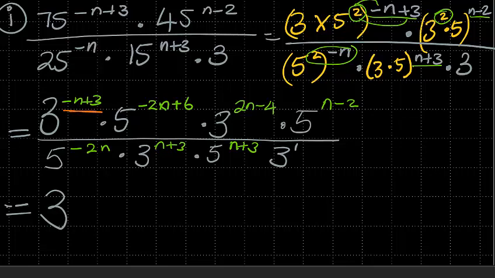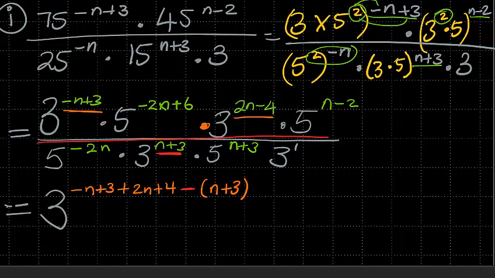Let's start with this, minus n plus 3. Then I'm multiplying, which means I add that, 2n plus 4. Then I divide, which means I'm going to subtract that. So it becomes, in brackets, n plus 3 that I'm subtracting. And I'm still dividing, so I'm going to subtract that, which is minus 1. That is all of the 3's. 1, 2, 3, 4. All the 3's are accounted for.